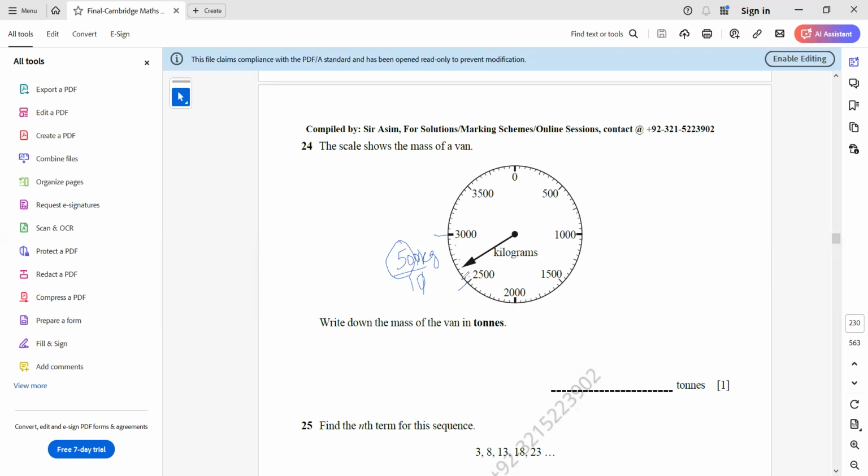So this is 2600, and then this one, 2650 kilograms. 2650 kilograms. And converting it into tons, you need to divide it by 1000. That is going to give us 2.65 tons.